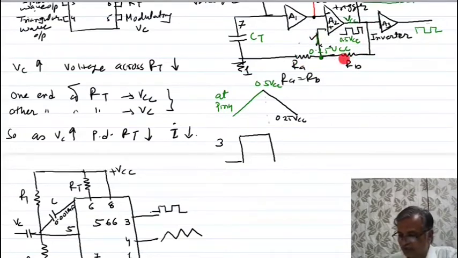So this 0.5 VCC is fed back to here. Due to the potential divider network, this voltage will be 0.25 VCC. So the voltage at the non-inverting terminal is now 0.25 VCC. As a result, the capacitor starts discharging. When the voltage at the capacitor becomes less than 0.25 VCC, again the output will be high.